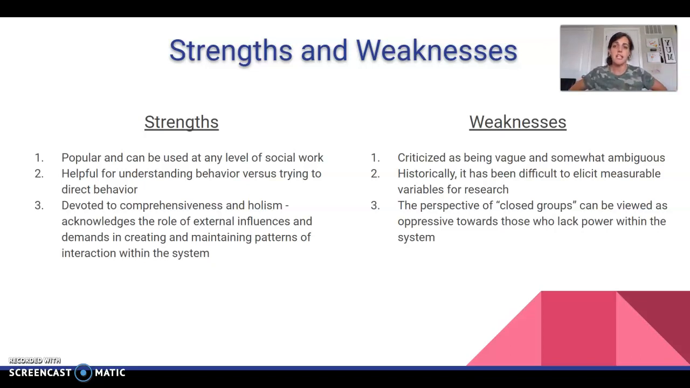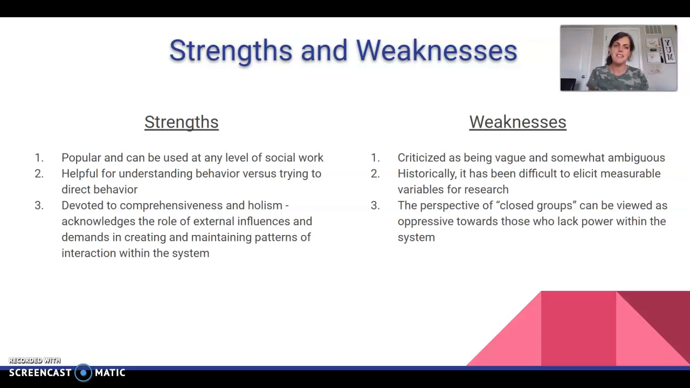It's helpful for understanding behavior, not necessarily for creating interventions or direct services. It's more that data collection and understanding your client system on a deeper level. And it's really devoted to holism because you're looking at the whole picture.